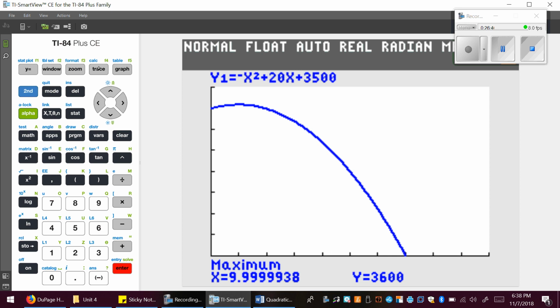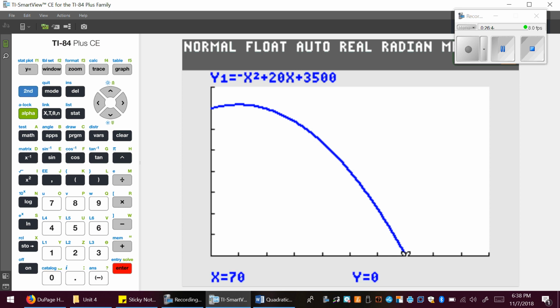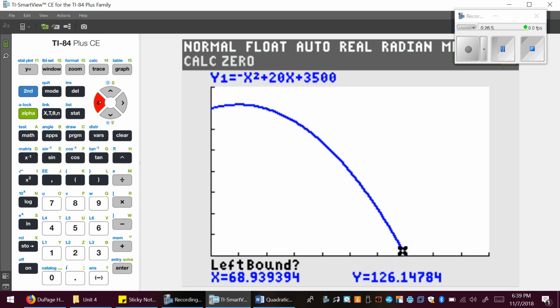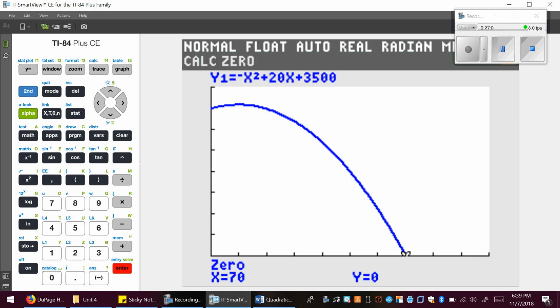And I can do two things. I can hit trace and type in 70 because that was the exact answer in part D. The y coordinate is 0, so it verifies it for me. Or I can do second trace, select 0, make sure my cursor's to the left, scroll it over to the right, and have it find the 70 for me.